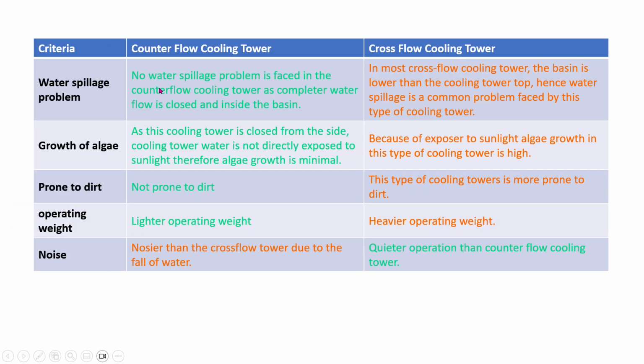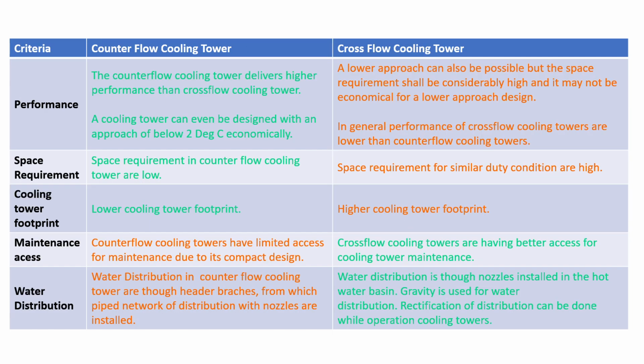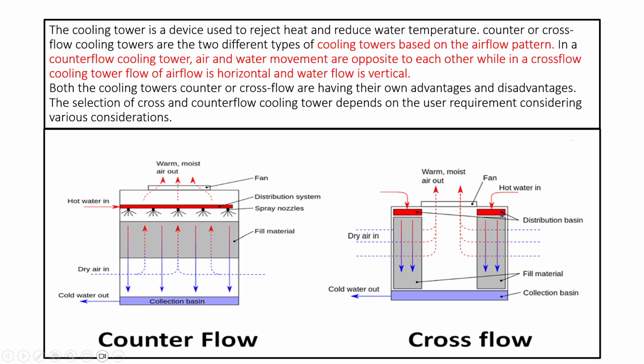Then water spillage. Here there is no water spillage, it is closed from the top, air flows from the bottom. So there is no question of any water spillage. But here, the basins are at the top, so water can spill from the basin. You see, from here water can flow. Spillage is possible. But here everything, water is coming through the pipe, through this nozzle, so there is no question of water spilling out. But here, if the quantity is more, water can spill outside.